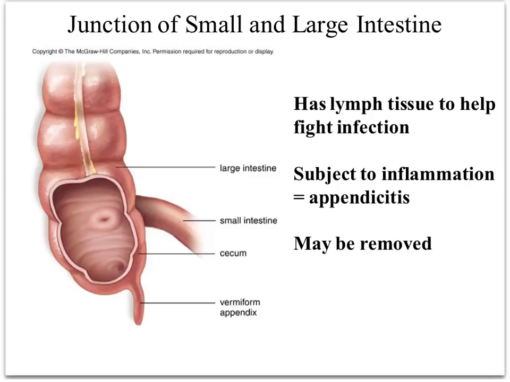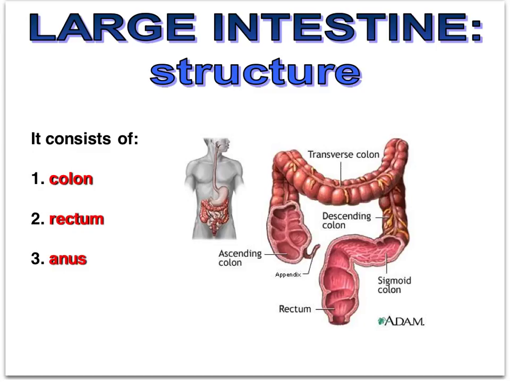Now, this is the thing that you might have heard of before that can get inflamed, and that is called an appendicitis. And if it needs to be removed, it's called an appendectomy. All right, so the large intestine consists of 3 structures. We call them the colon, the rectum, and the anus.